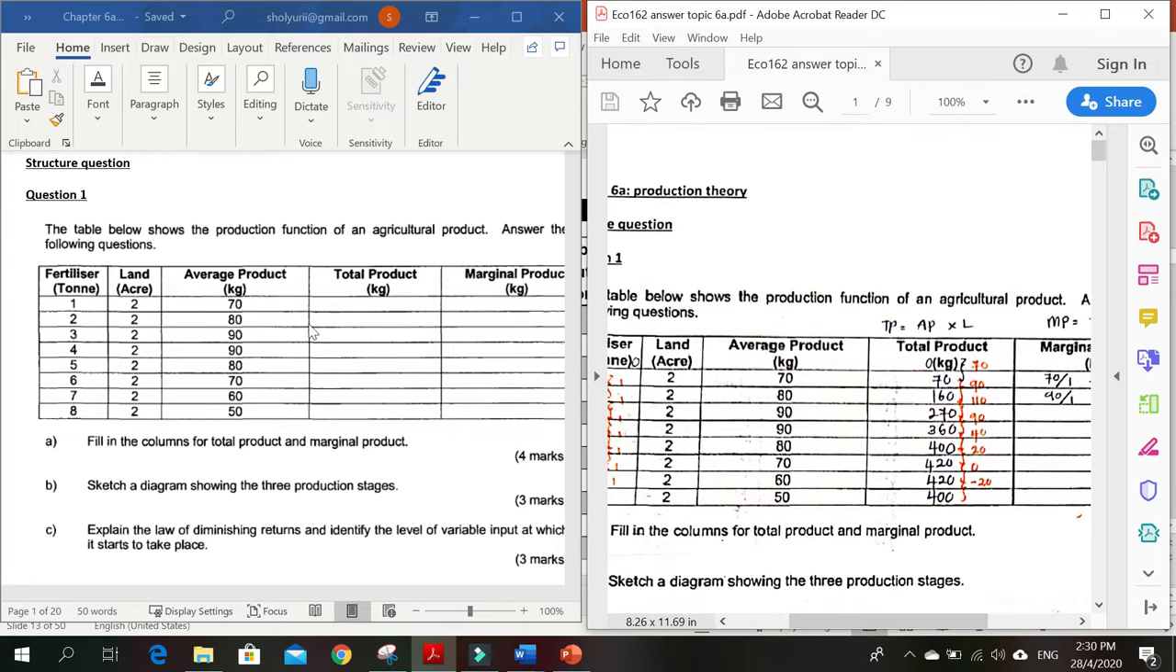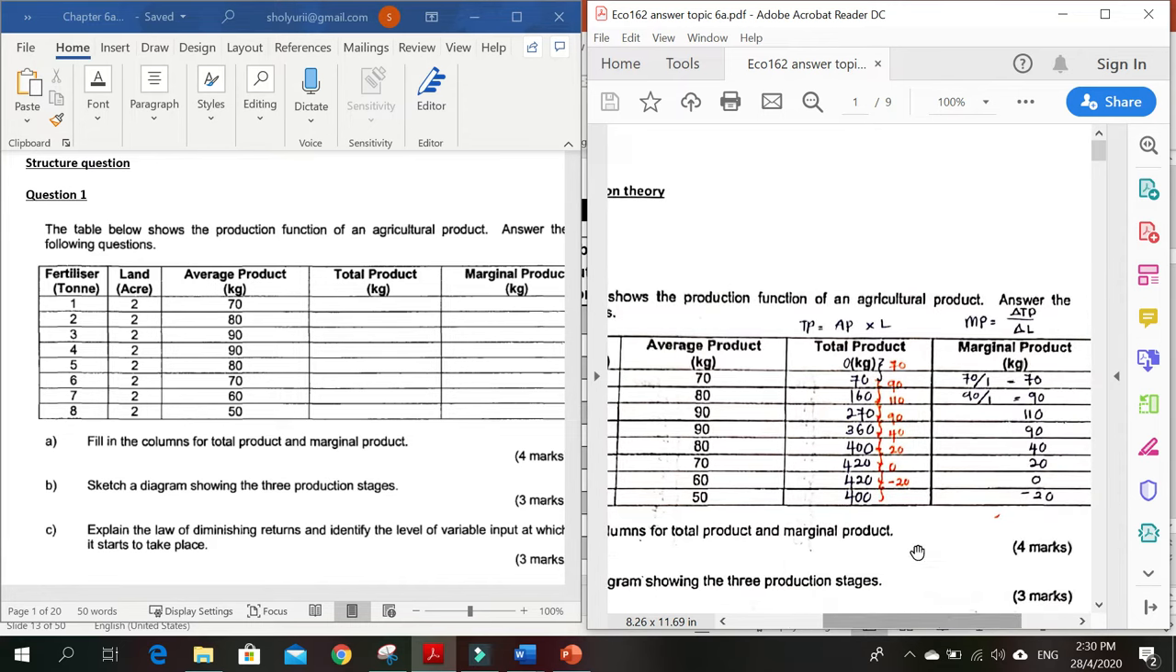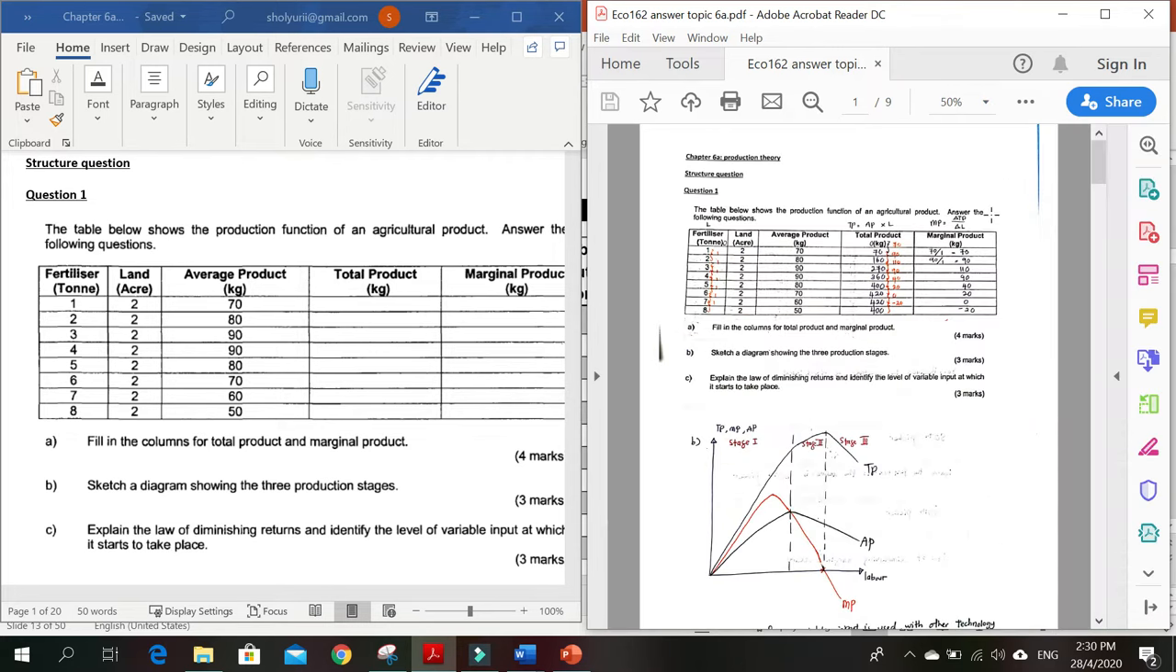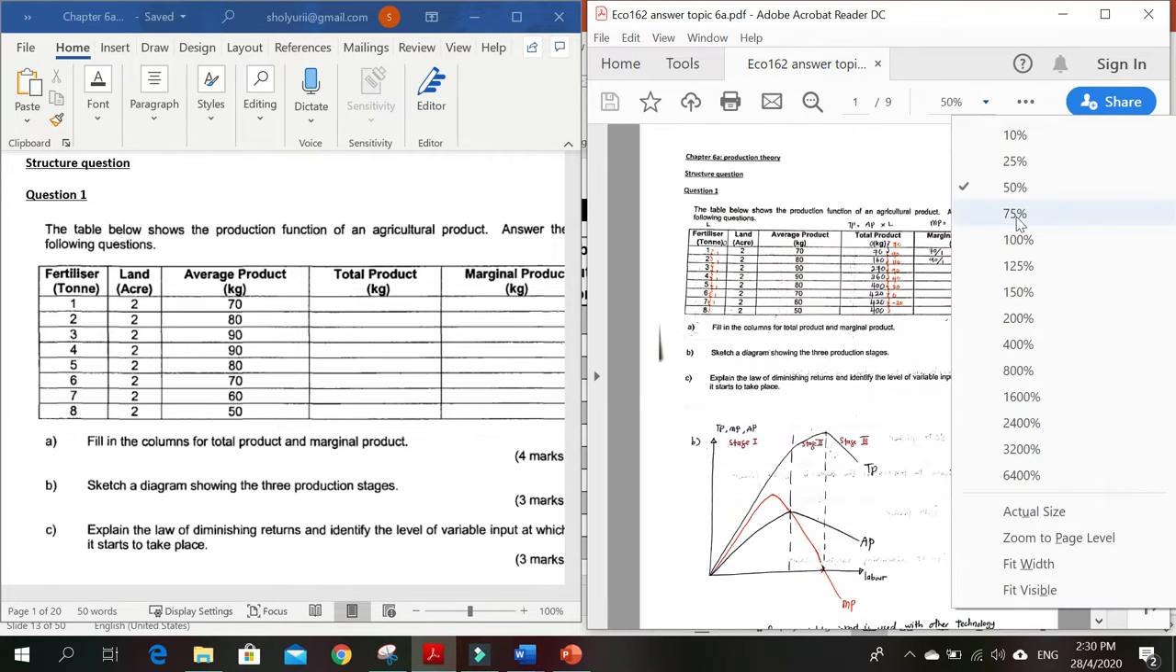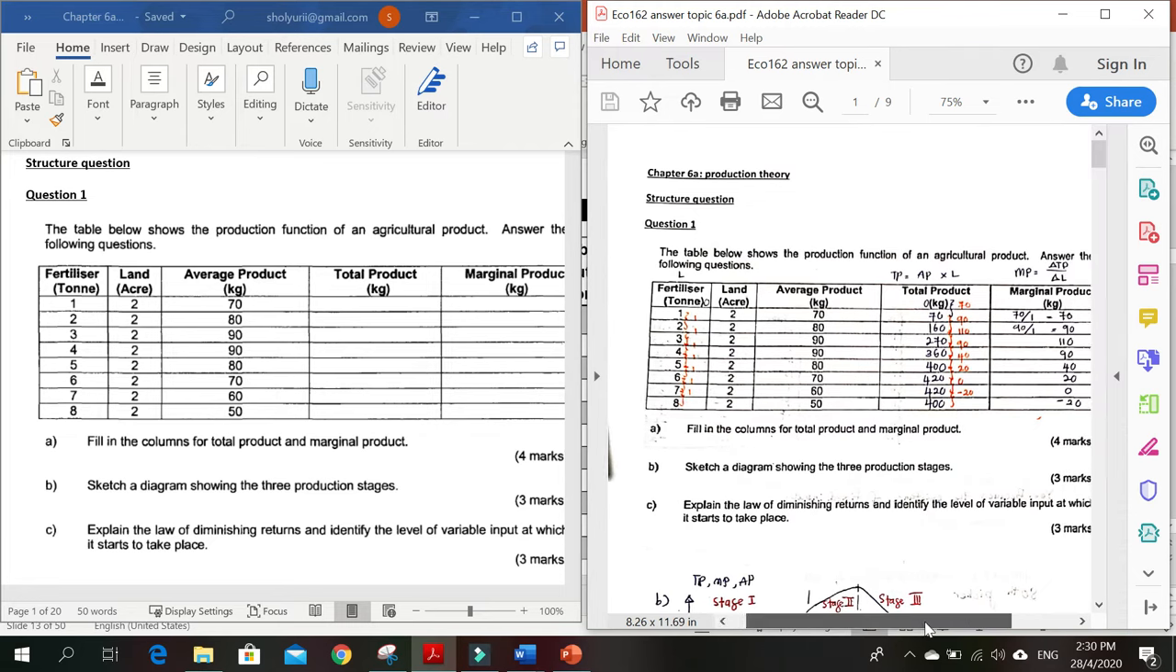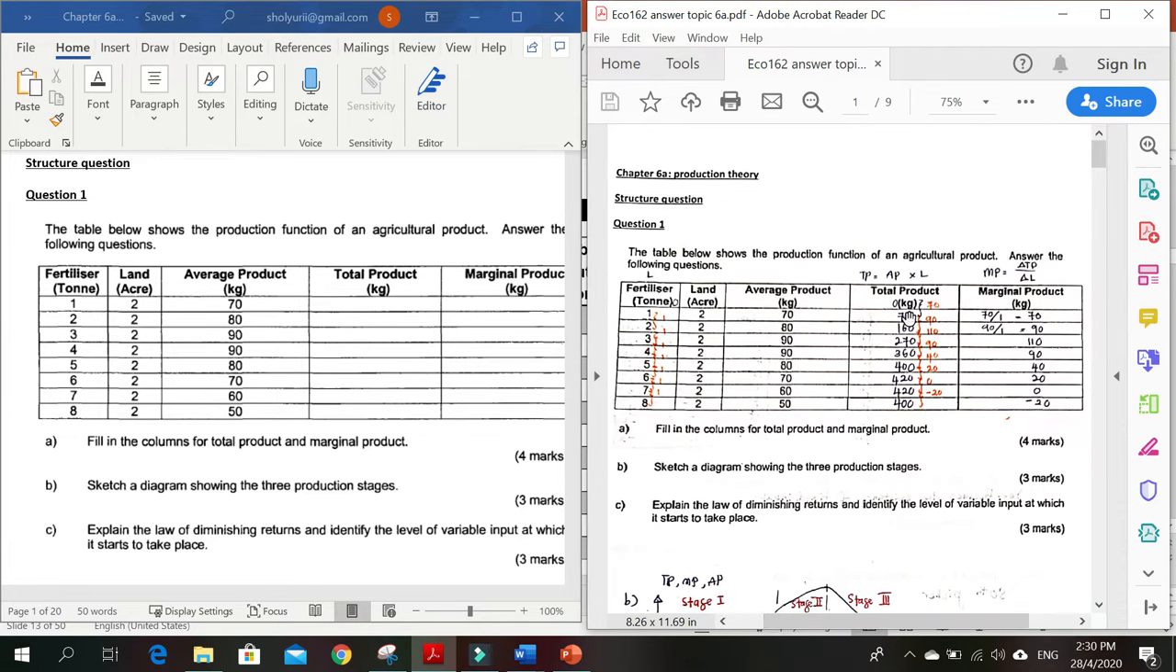So bila kat situ, so I already calculate here my total product. Okay, saya buat kecil balik supaya you boleh nampak. 75 is fine, I think. Okay, my total product 0 with 70 is 70. 1 minus 0, 1. So 70 over 1 is 70.